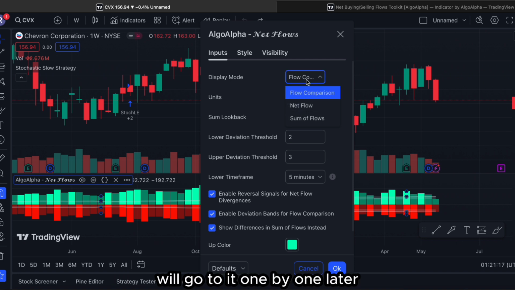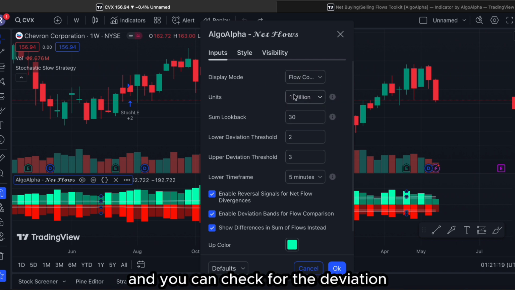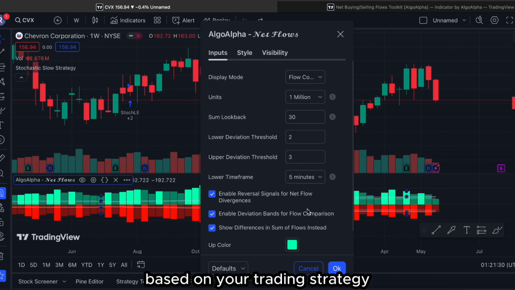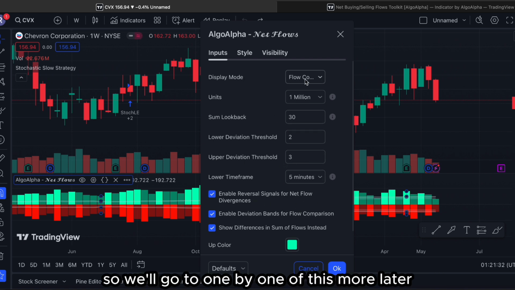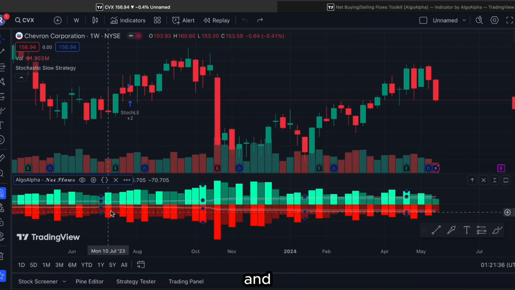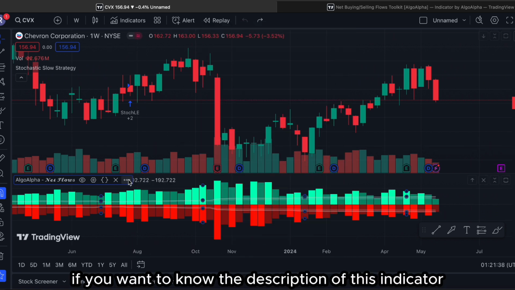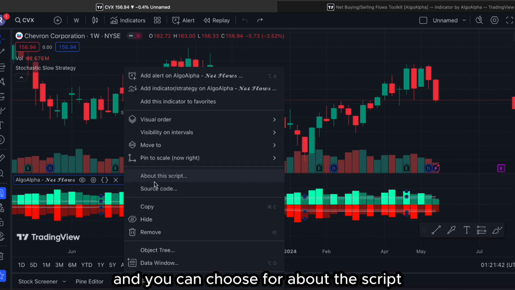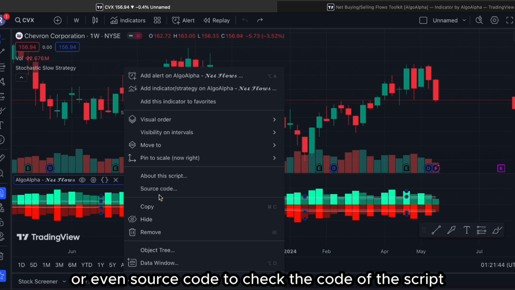We will go through it one by one later, and you can check the deviation and also the time frame to make the time frame shorter or even longer based on your trading strategy. So we'll go through each of these modes one by one later. And if you want to know the description of this indicator, you can just go to the 3 dot setting and you can choose about this script or even source code to check the code of this script.